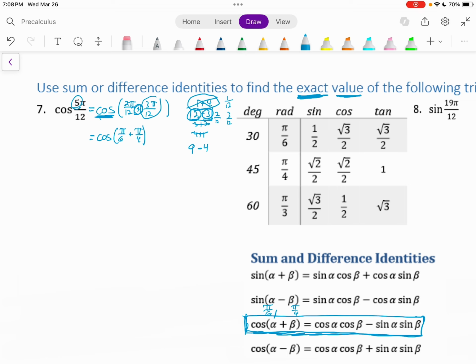And so we're going to use that trig identity. So we have cosine alpha, which is cosine of pi over 6, times cosine beta, so cosine of pi over 4. I crossed it out, but that's a minus. Sine alpha, and alpha is pi over 6, so sine of pi over 6, times sine of beta, which is pi over 4.